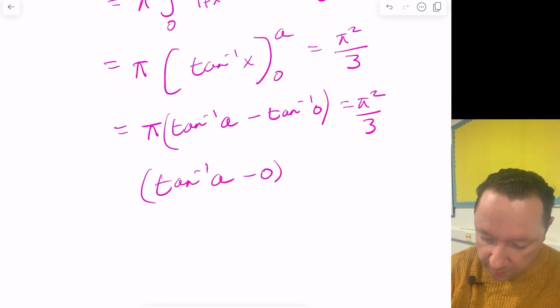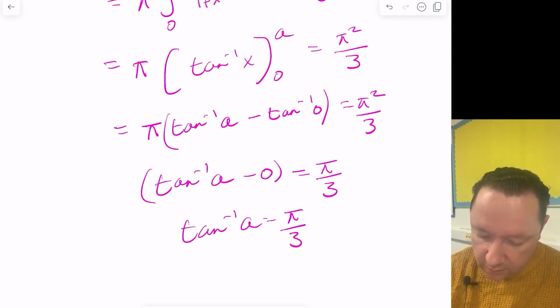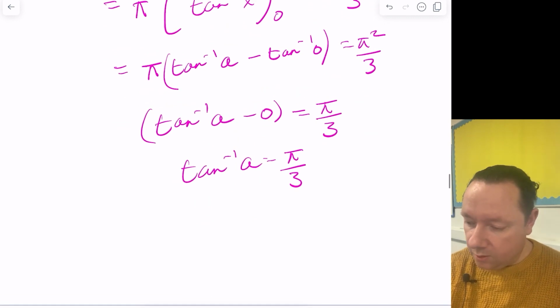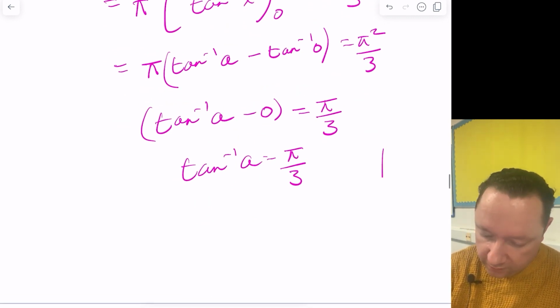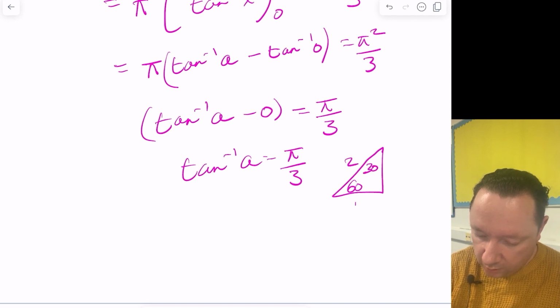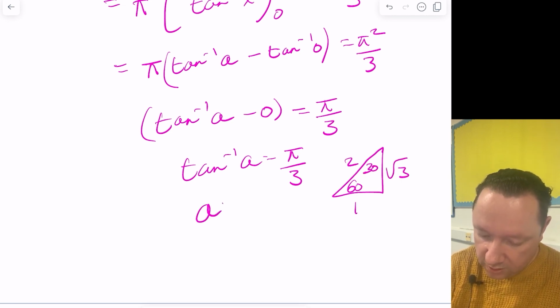That's not times by pi anymore because I'm just going to say that's pi over 3, just to eliminate a pi for both sides. So that means the inverse tan of a is pi over 3. So that means that I can just work that out. If I draw an exact value triangle, I'm just going to think in degrees and then change it back. 2, 1, root 3. If the inverse tan of a is pi over 3, that means a must have been root 3. And we're done there.